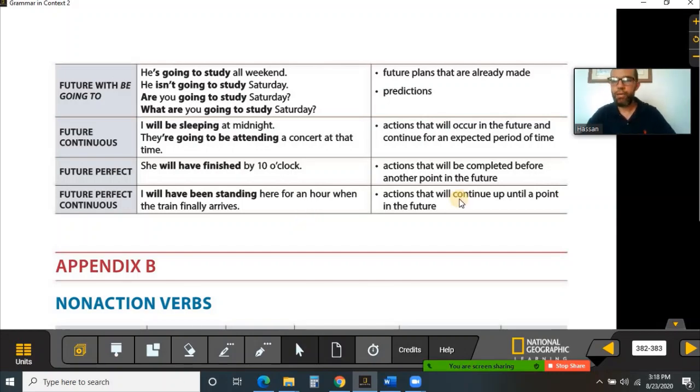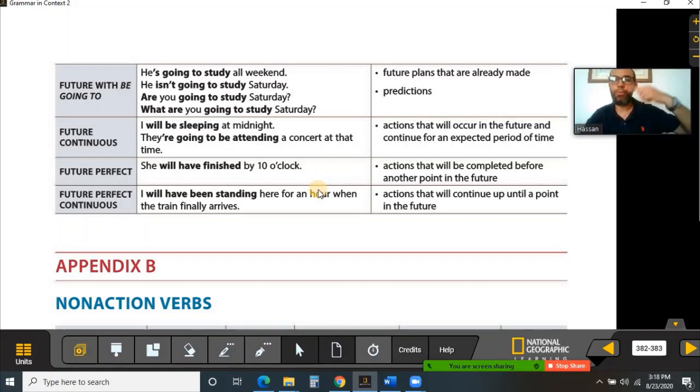Now let's talk about the usage. Actions that will continue up until a point in the future. To make it clearer, let's compare the future perfect continuous with the future continuous. Now look at the future continuous. I will be sleeping at midnight. They're going to be attending a concert at that time. The future continuous is used when we are interested in the action, only the action.